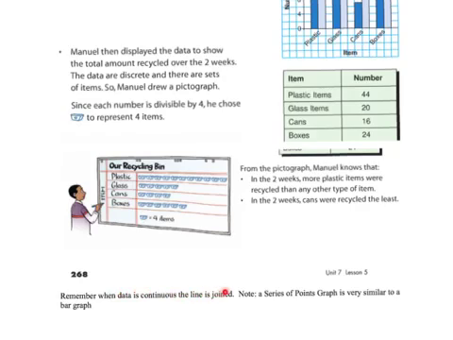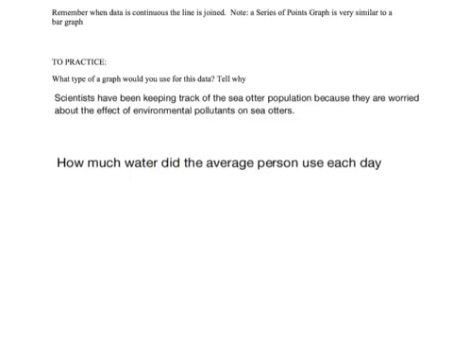Remember, when data is joined, that it's a line graph, and a series of points graph and a bar graph are very similar in the kind of data that they'll display, and either one is a good choice. All right, go ahead and practice. What type of graph would you use for this kind of data? And be sure to tell us why. Remember, a bar graph is an option, a double bar graph is an option, line graph is an option, pictograph is an option. So you can use any of those types of graphs. So take a moment, press pause, and decide what kind of a graph you would draw based on this data.